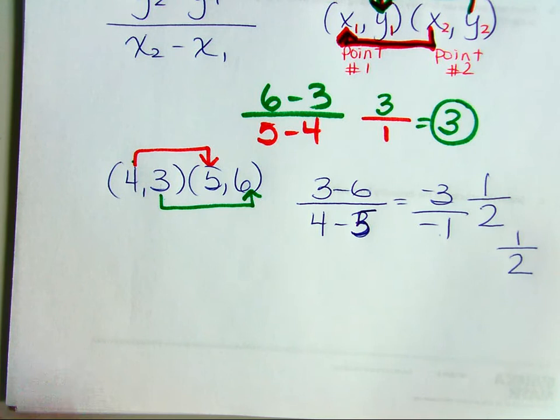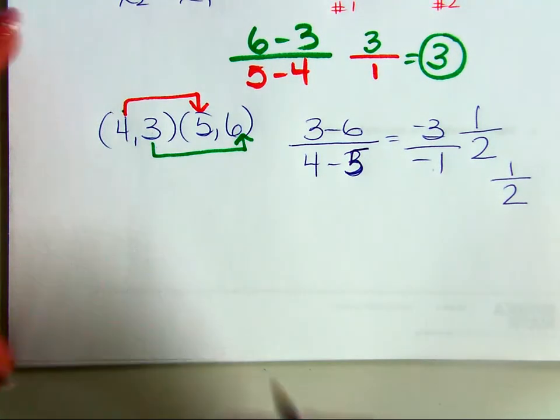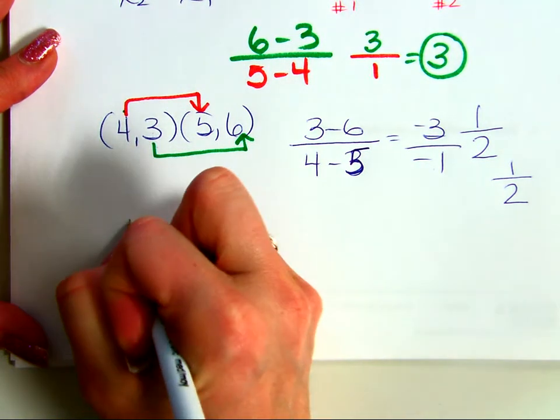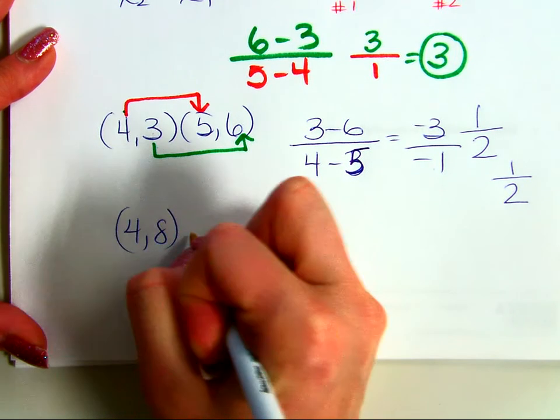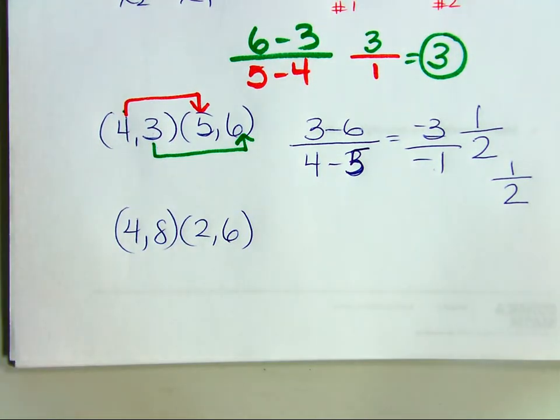So just be careful how you choose to do it. You may need to play around a little bit to see which way works best for you. Try this one. Try 4,8 and 2,6. Go ahead and try that. And I have 2 more examples to show you, and we're done. So do whatever makes sense to you.